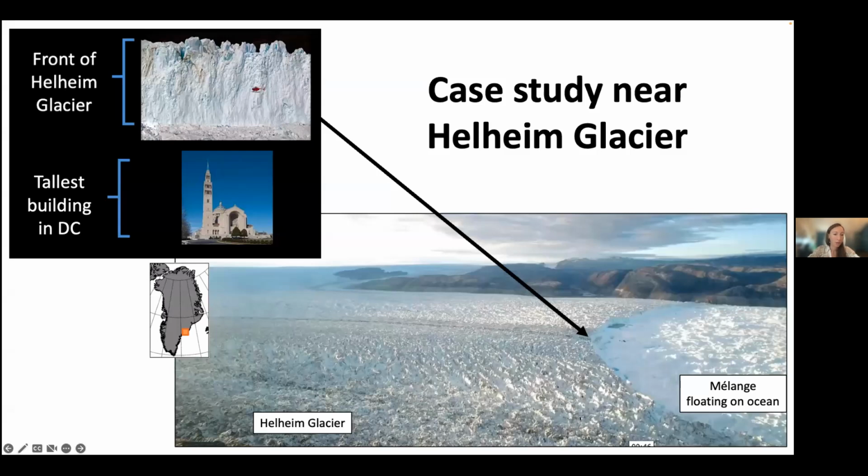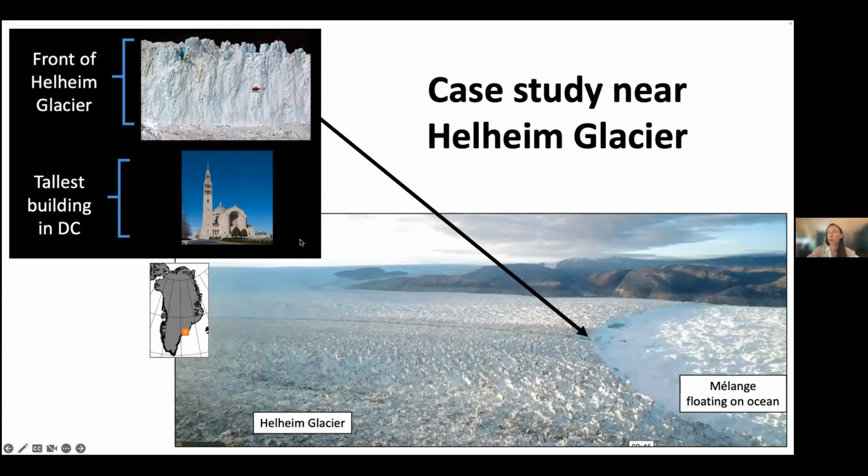Helheim Glacier is over here on the left. It's flowing from left to right. And this is the calving front right here. And the icebergs break off and create this melange. So this is all floating ice. And just for reference, the ice front here above the ocean is about 30 stories tall.